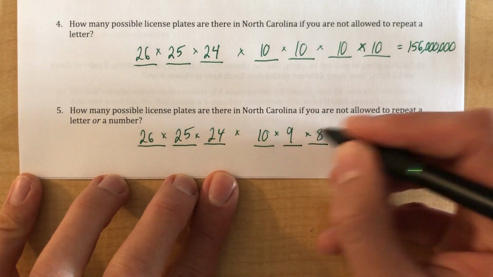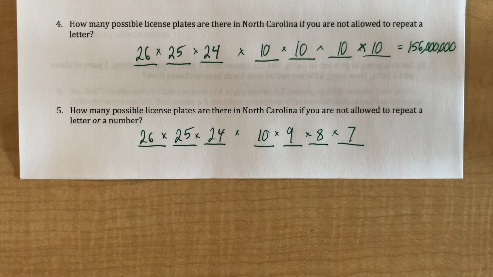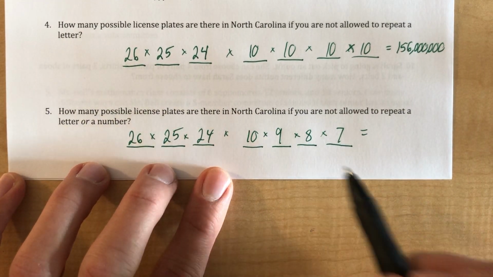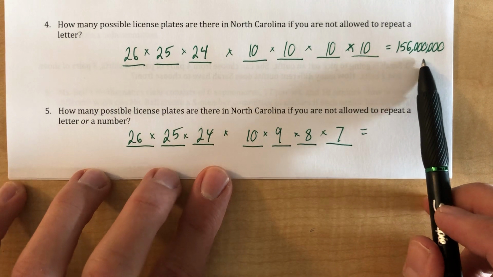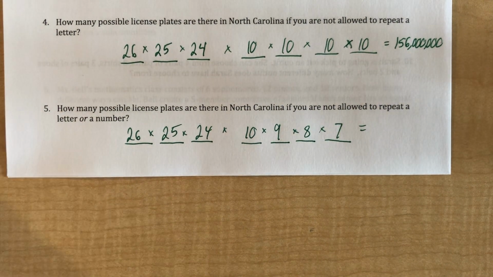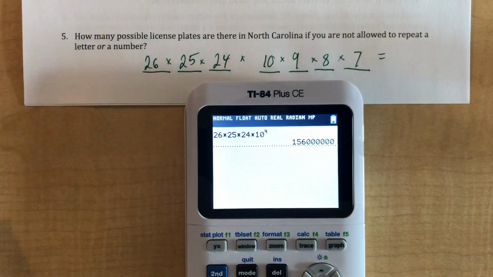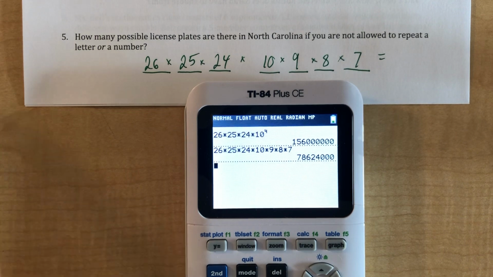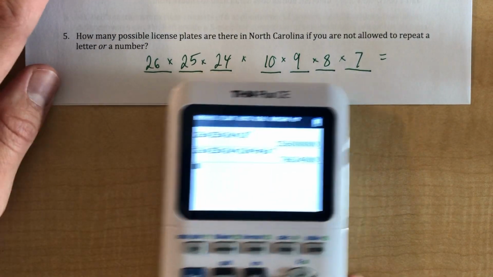There we go. We'll multiply that. By the way, I don't know the answer, and this is clearly not 10,000 here. But it's going to be lower than that because we continue to restrict the number of options we have. So this won't take but another second. 26, 25, 24, 10, 9, 8, 7. Just type it carefully. And now we are down to 78 million.